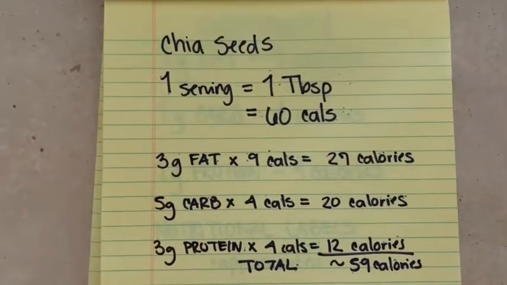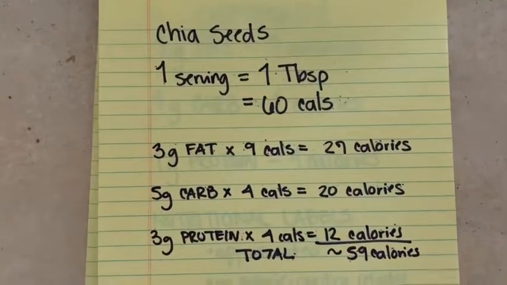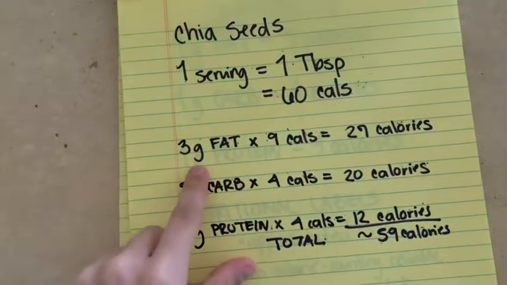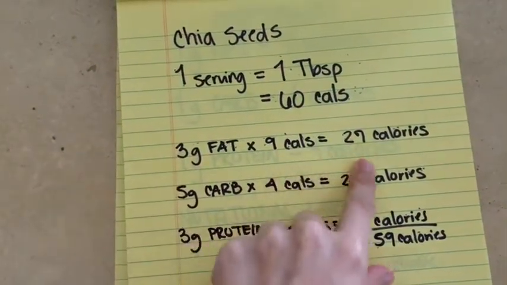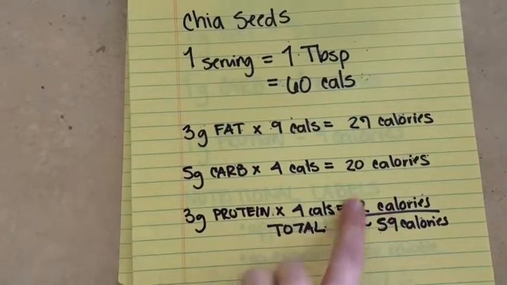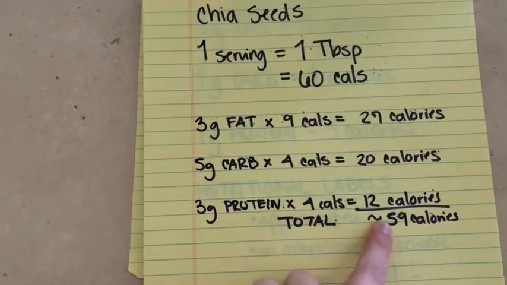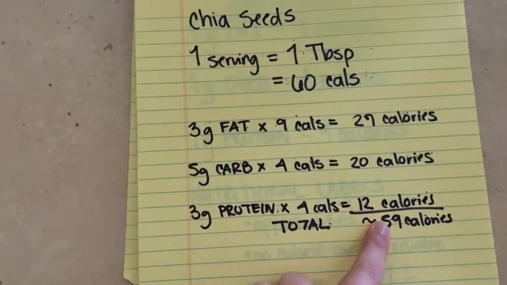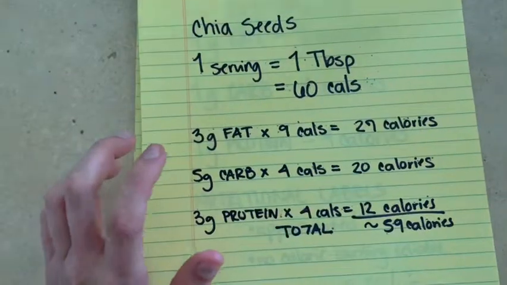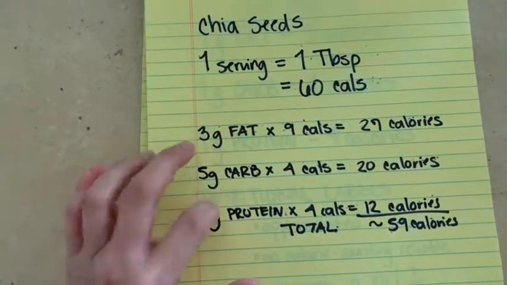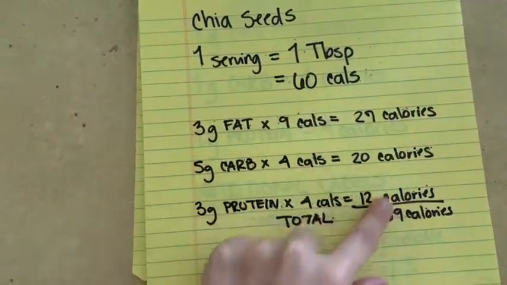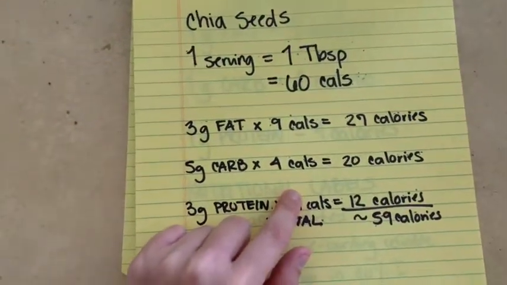So onto our math calculation. 1 serving is 1 tablespoon, which is equal to 60 calories. And 1 serving equals 3 grams of fat times 9 calories, 27 calories. 5 grams of carbs equals 20 calories. And 3 grams of protein equals 12 calories. So the highest one is 27 calories. Chia seeds do contain more fat than carbs and protein, but as you can see, they are very close in range. So this is more of a complete food.